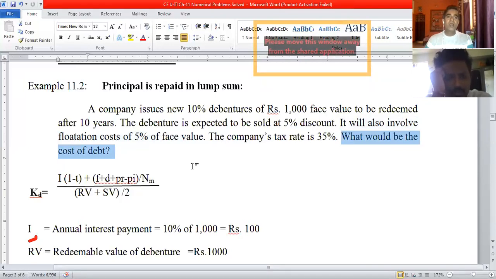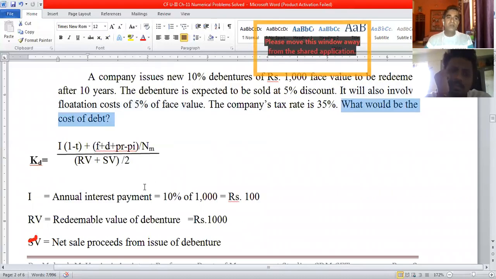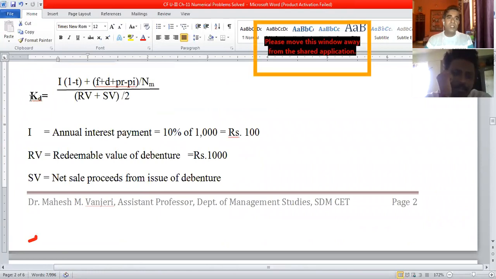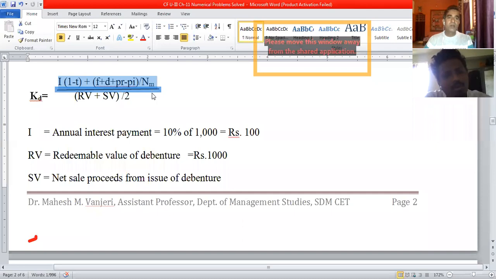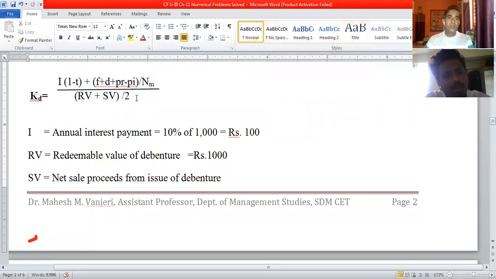What would be the cost of debt? So we'll use the equation Kd = [I(1 − T) + (F + D + PR − PI)/NM] / [(RV + SV)/2].